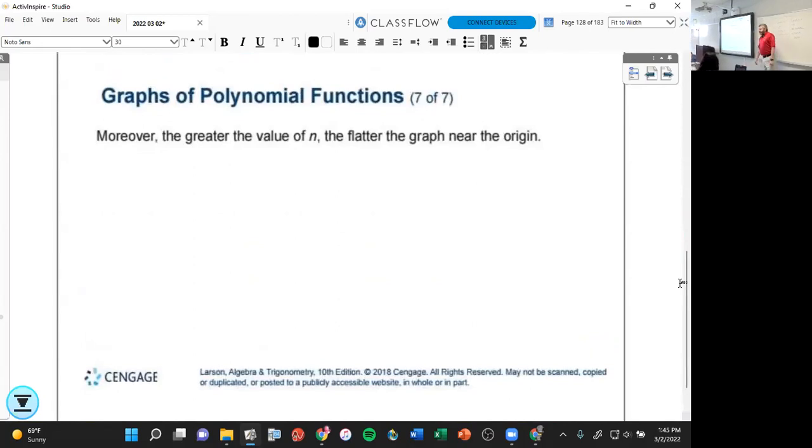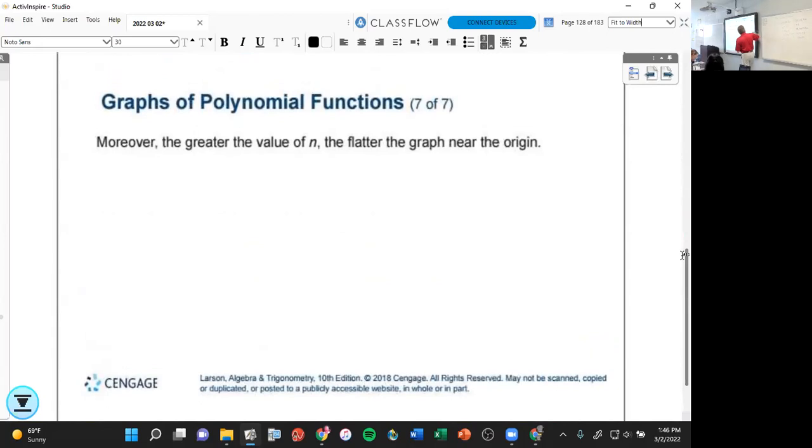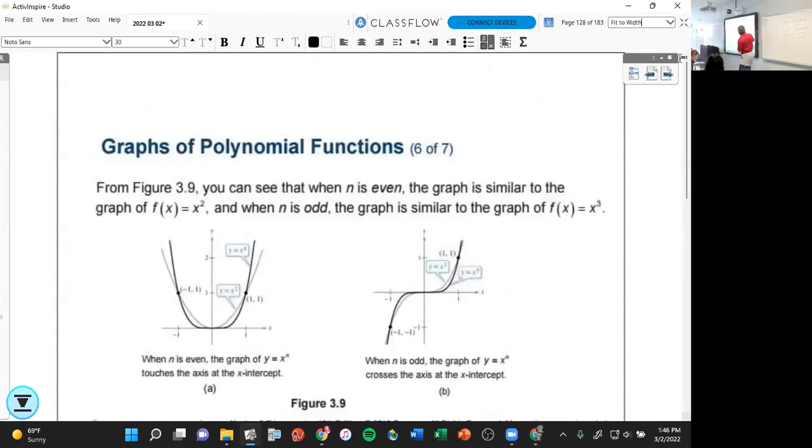The bigger the value of n, the flatter the graph at the origin is what it will look like, but it's never going to be flat. So x to the 22nd would actually go back up here. X to the 22nd would look a lot like x to the fourth, but it's going to be going up faster, though flatter longer, or appearance of flatter longer.